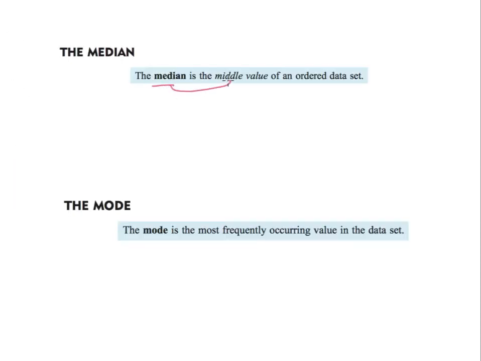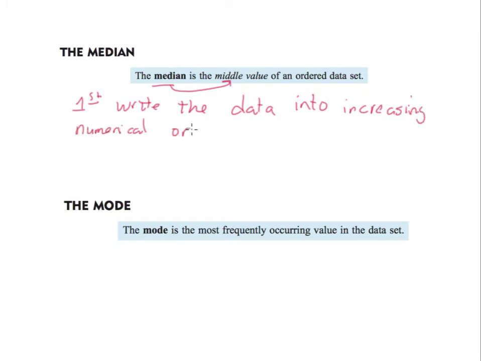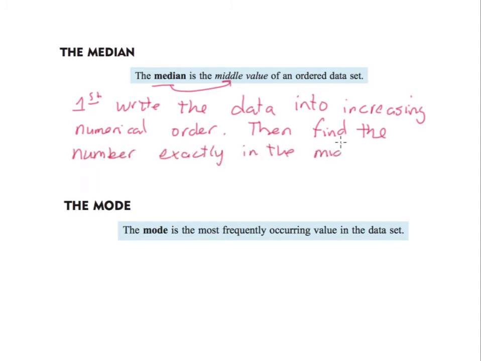The second measure of center is called the median, and this is the number that's in the middle of a data set. Now, in order to figure out the number in the middle of the data set, first you're going to have to rewrite all your data into increasing order. So you cannot find the median until your data is in increasing order. Once that happens, you just simply find whichever value is exactly in the middle of your data set.